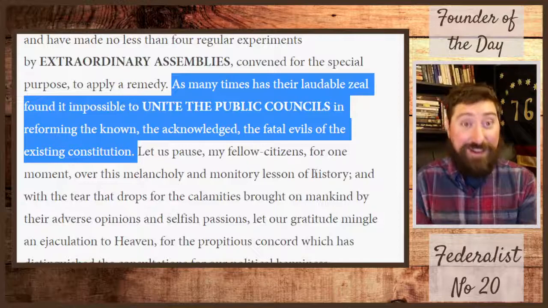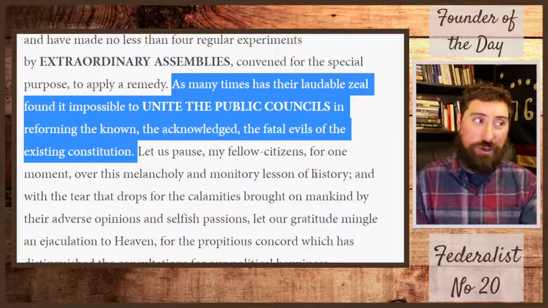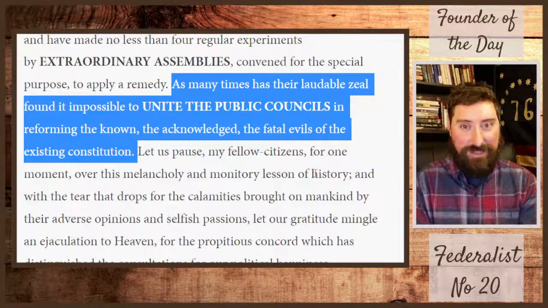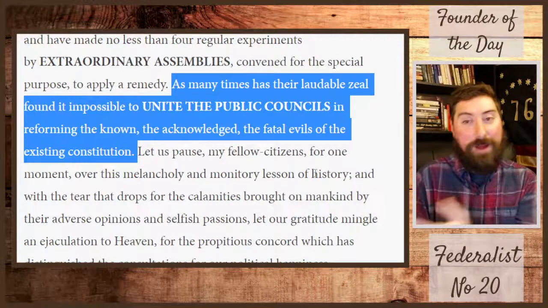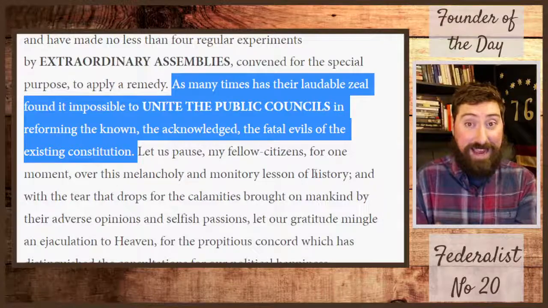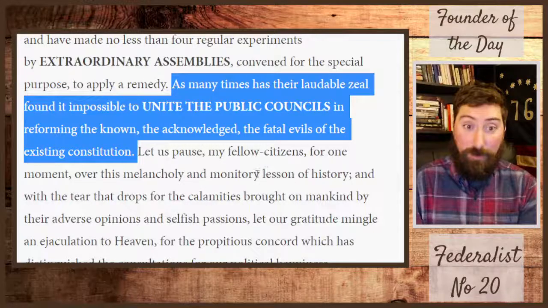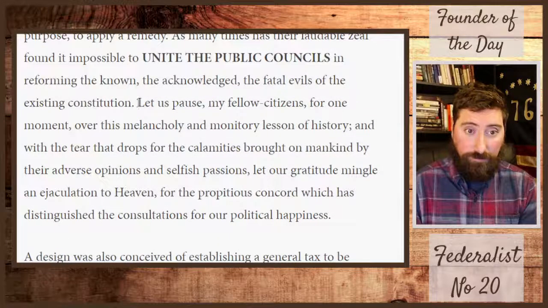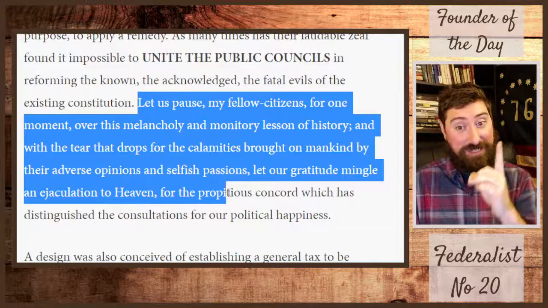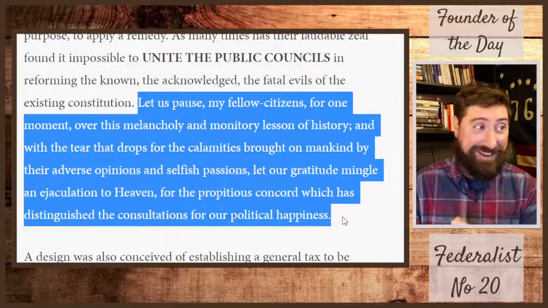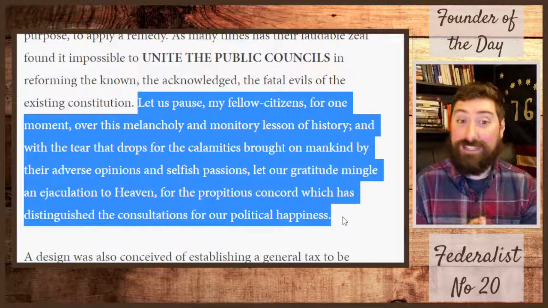Sound familiar? The Articles of Confederation couldn't unite the states to get done what they needed to get done. They called in an assembly of people who, some were, but primarily were not in the government at the time, to come up with a solution. But they had 4 of them, and the United States at this point only had 1, and that seems to be the point he's alluding to here.